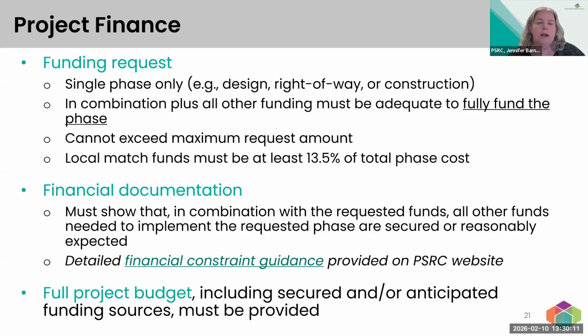Another point about the financial information that we request is that we do need information for the full estimated budget for the project, including all secured or anticipated funding sources. If it's a future phase, say you are requesting PE, we would still need the cost estimates for right of way and construction phases. We're not looking for secured or reasonably expected funds for phases that are beyond the phase being requested, but we do still need that budget information.